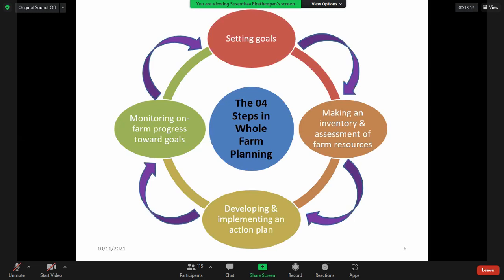So according to the resources we have and according to our goal or vision, we are developing an action plan, the immediate plan to implement in the farm. Then the fourth step, after implementing those action plans, we are checking and monitoring the farm activity, whether the activity is towards the goal or not. Only then can we confirm whether we can continue or discontinue this action plan.